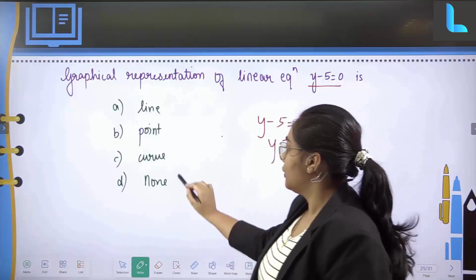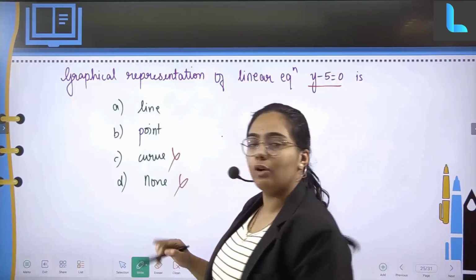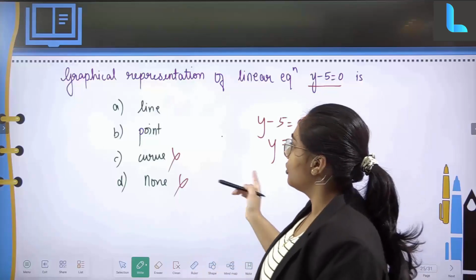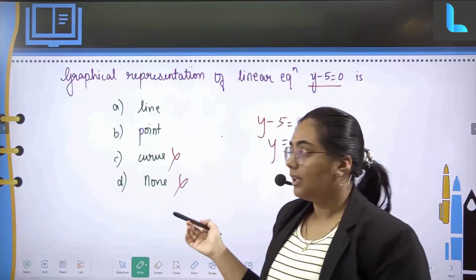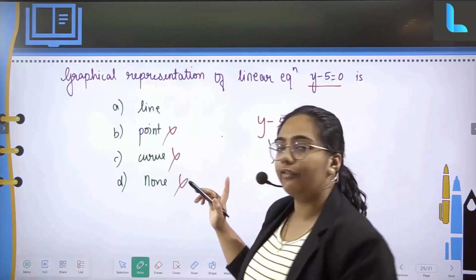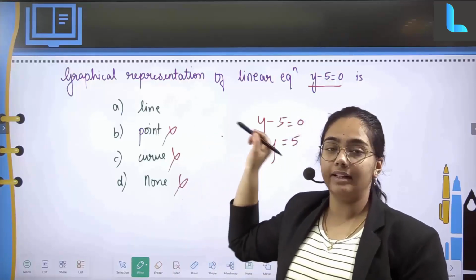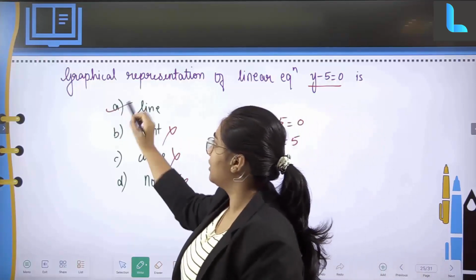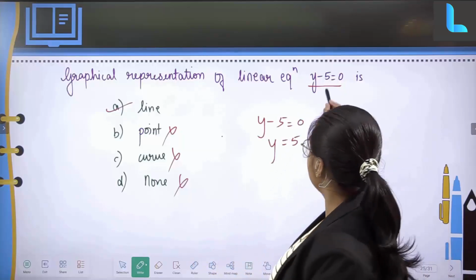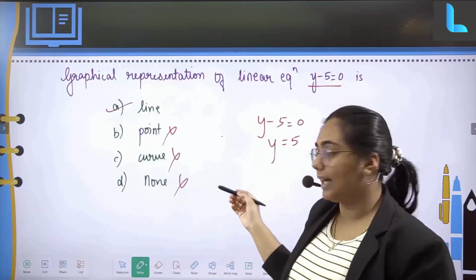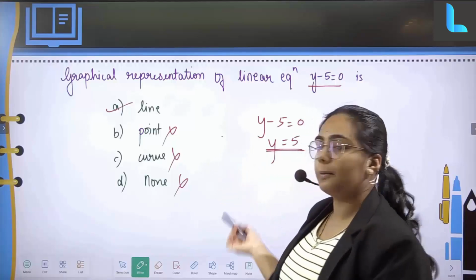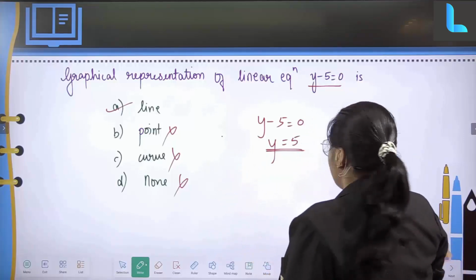Or is it none? So none cannot be the answer. Curve also can never be the answer. So now is it a point or a line? It is not a point because you should have two different equations to have an intersection point. Therefore, it is going to be a line. And clearly y is going to be equal to 5. They have given it. So it is going to be a line only.